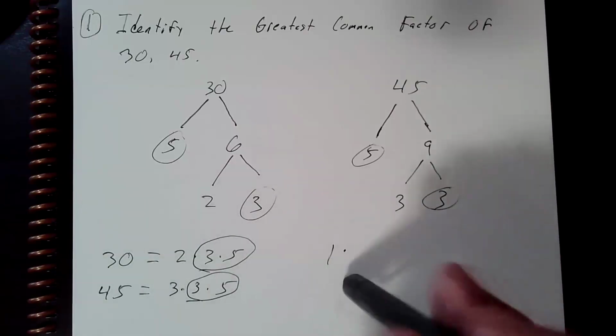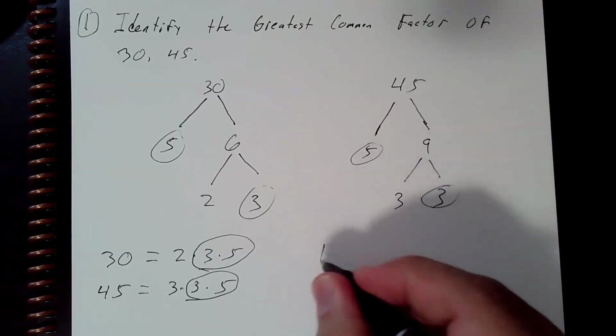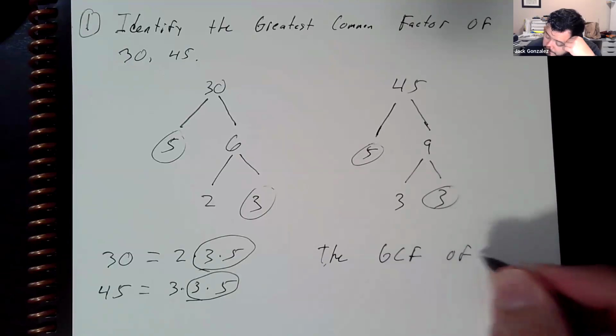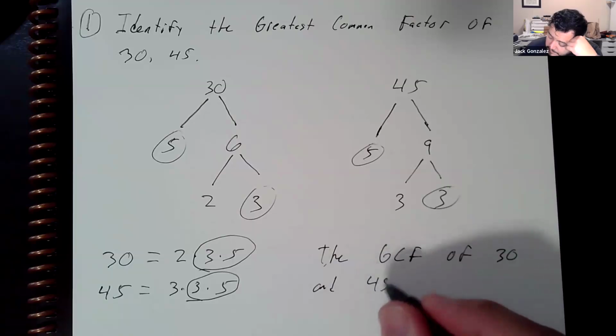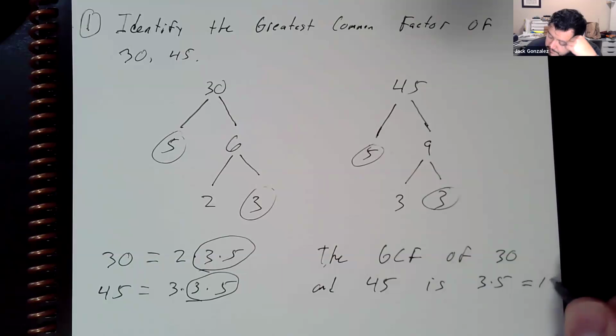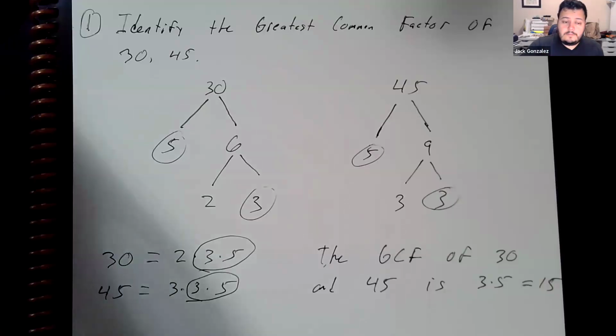So that's the answer, 15. The GCF of 30 and 45 is 3 times 5, which is 15. That's all we have to do. Are there any questions on this idea?